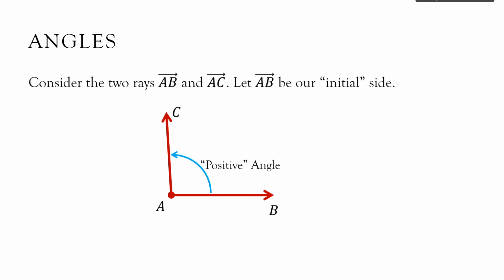So that was the counterclockwise direction. But what if I wanted to go clockwise from AB? In other words, what if I wanted something like this right here? Well, that's what we call the negative angle. It's important that we know this distinction between the positive angle and the negative angle, because this is going to be very important as we move on through the section. So again, positive means I start at AB and then I go counterclockwise. Negative means I go clockwise. So we have our idea of an angle.